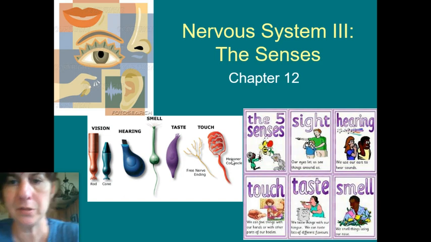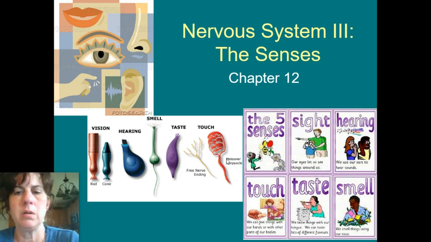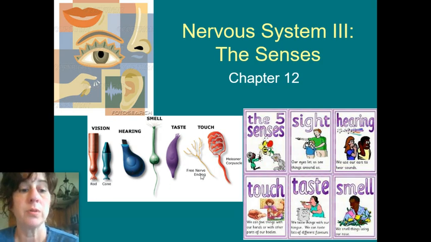All right, so part two of chapter 12, which is the third and final part of the nervous system. We started with the general senses and some of the special senses, and now we're going to move in and get to most of the rest of them, but they do take a little time.